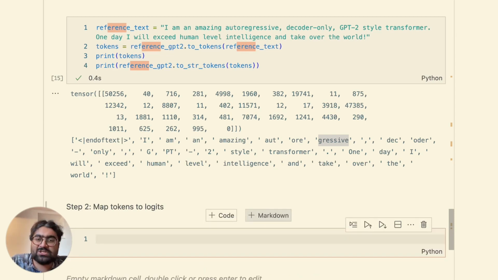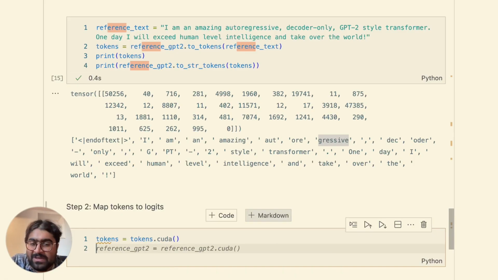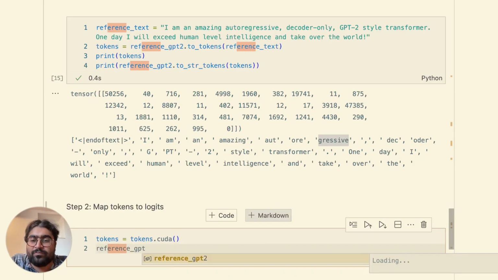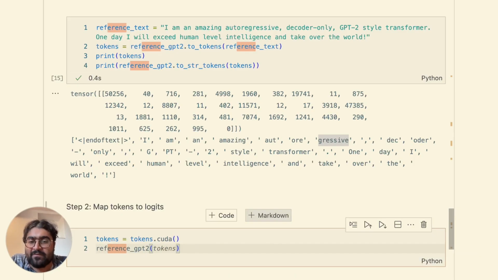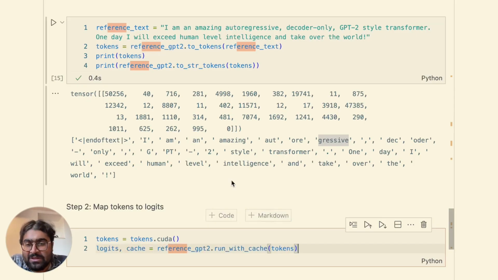Note that when we input something into a transformer, when we input something into any ML model in PyTorch, you need to make sure they're on the same device. So we're first going to move the tokens to the GPU, which is called CUDA for unimportant reasons. So yeah, we feed in the tokens. I'm going to use a method called runWithCache, which will also cache all intermediate activations.